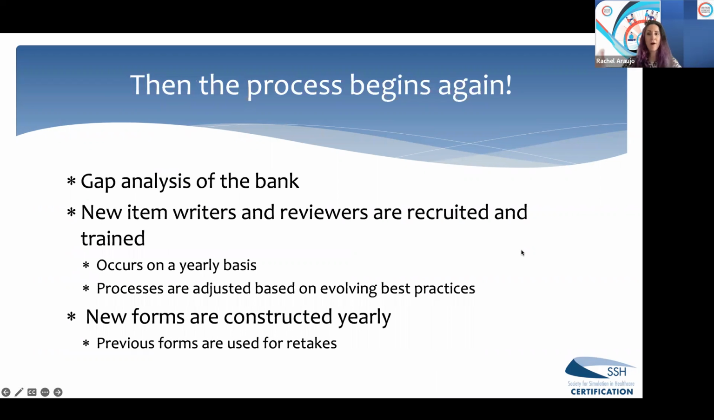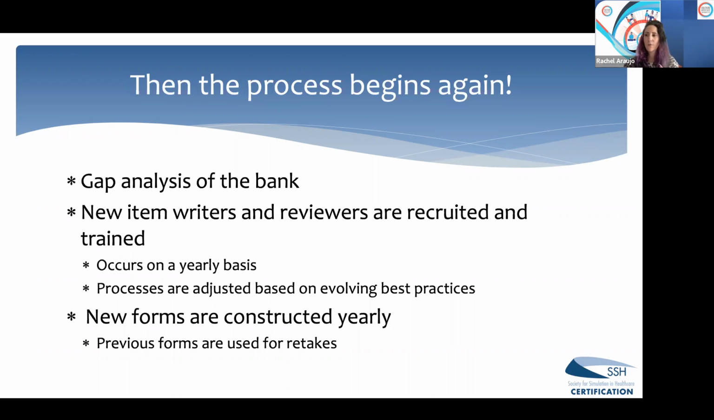And then next, the process begins again. Not necessarily the practice analysis. Again, that only happens every 5 years or so. But we do a gap analysis or a needs analysis of the bank. We look at how many items we have in each domain. If for some reason all of our items in domain 2 performed terribly and we had to delete a bunch of them, then we need to know that so we can focus our item writing efforts there during the next session. So new item writers and reviewers are recruited and trained. Again, this happens on a yearly basis.